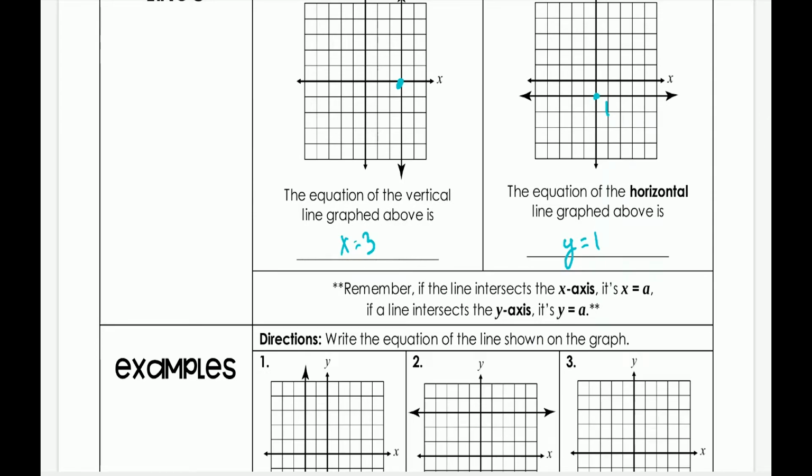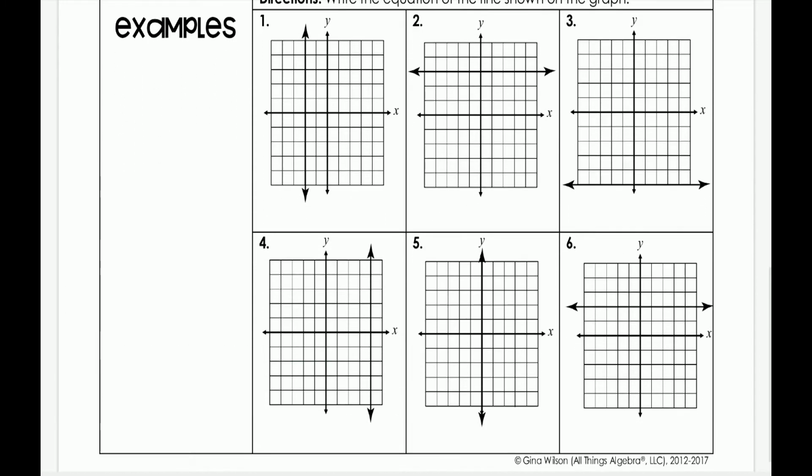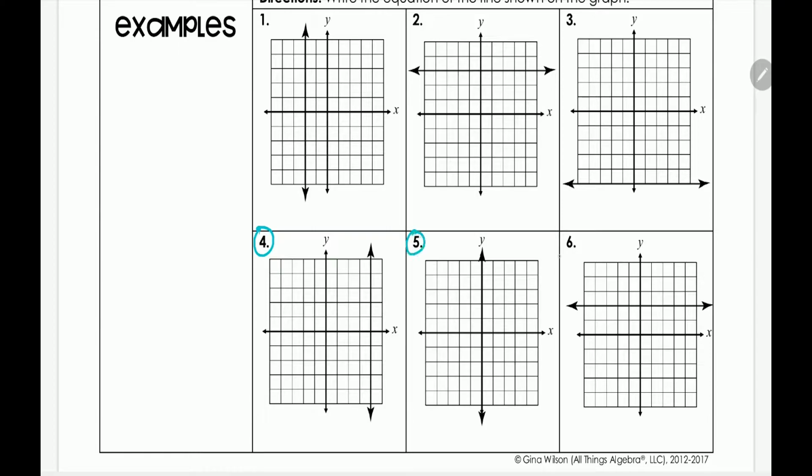Okay, remember, if the line intersects the x-axis, and it's either vertical or horizontal, it's an x equals a problem. If the line intersects the y-axis, it's a y equals a problem. Just keep that in mind. So let's go through some examples. Again, I'm going to go through about 3 of these, and all the others are going to be yours to try on your own. So I'm going to do 1, 2, and 3. You're going to do 4, 5, and 6. And then on the next page, I'm going to do 7, 9, 11. You're going to be in charge of 8, 10, and 12.